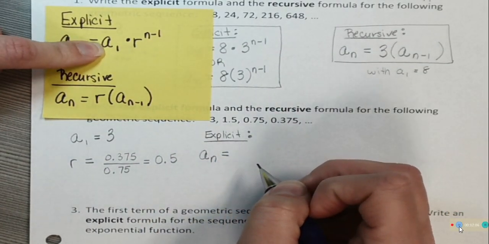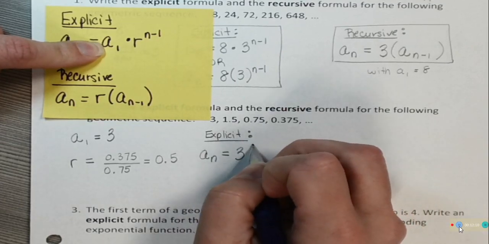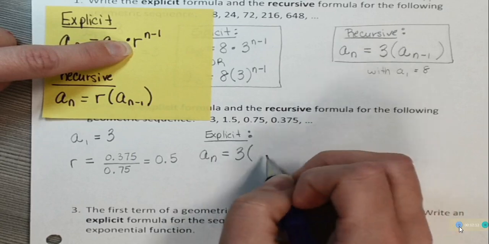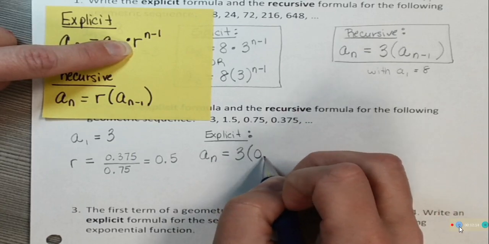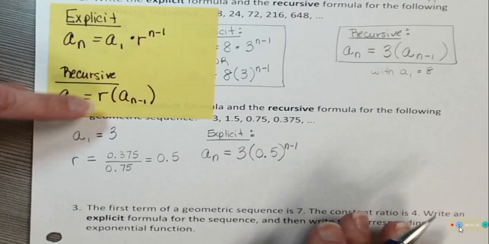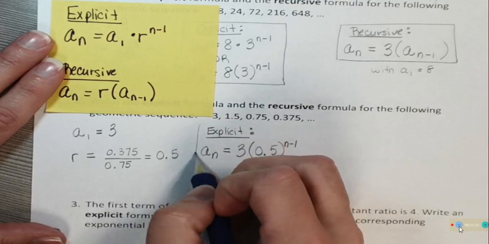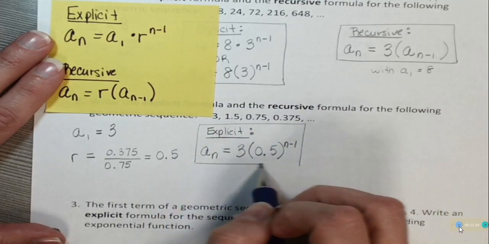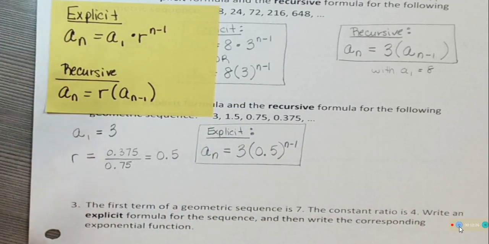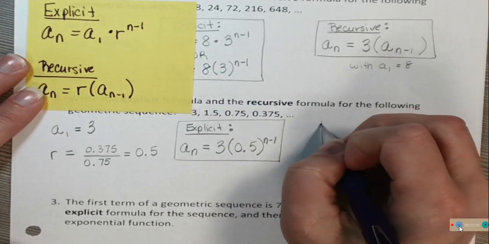You don't know n. So A sub n equals. Do you know what A sub 1 equals? 3. Times, do you know what you're multiplying by every time? Your R. 0.5 to the n minus 1. You take whatever you know and just plug it in. This is your explicit function rule. All right, let's write our recursive.